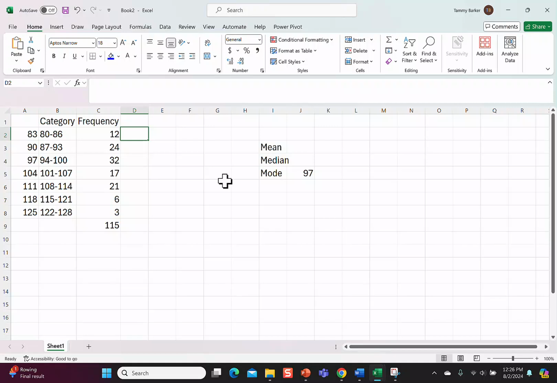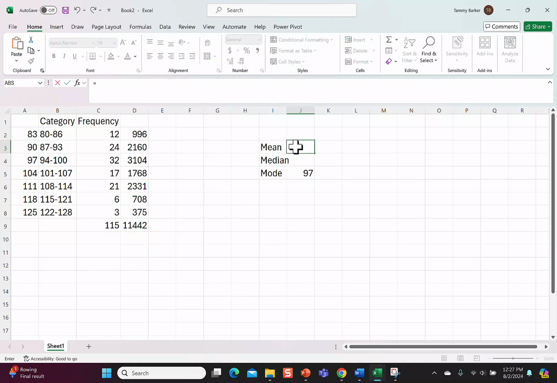To get the mean, I'm going to multiply the midpoint times the frequency. Because we use cell references, I can click and drag that down. Then I'm again going to push sum, which gives me my overall total. To get the mean, I'm going to divide the overall total by the number of data points, and it tells me that my mean is 99.5.